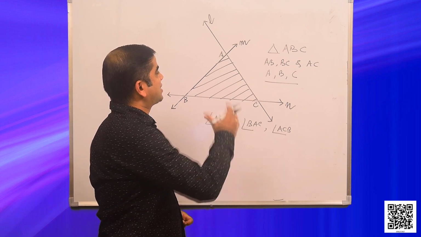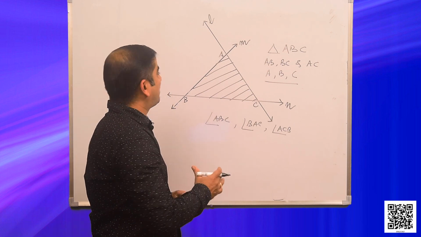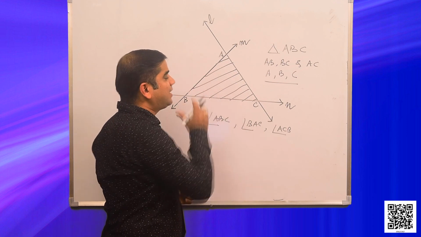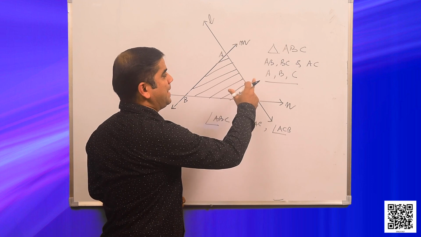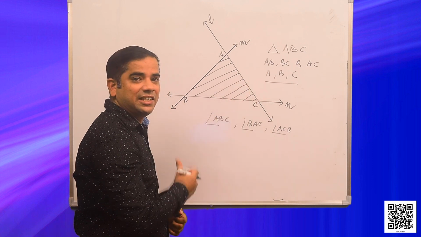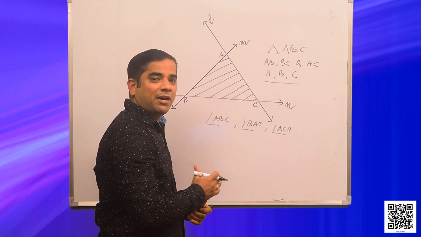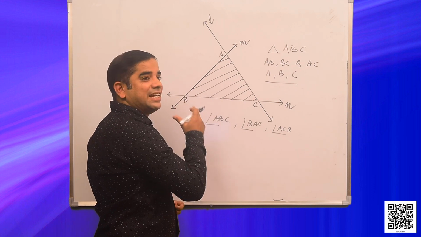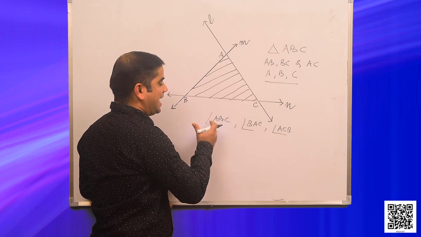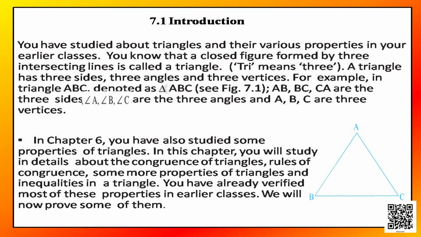What are those? A triangle is an enclosed surface that is created by the intersection of three different lines. Thereby, the triangle has three different sides AB, BC and AC, as you can clearly see here. It has three vertices A, B, C, which are nothing but the points of intersection, and at each vertex the triangle is creating three different angles: angle ABC, angle BAC and angle ACB. So, these are the basic concepts of a triangle.